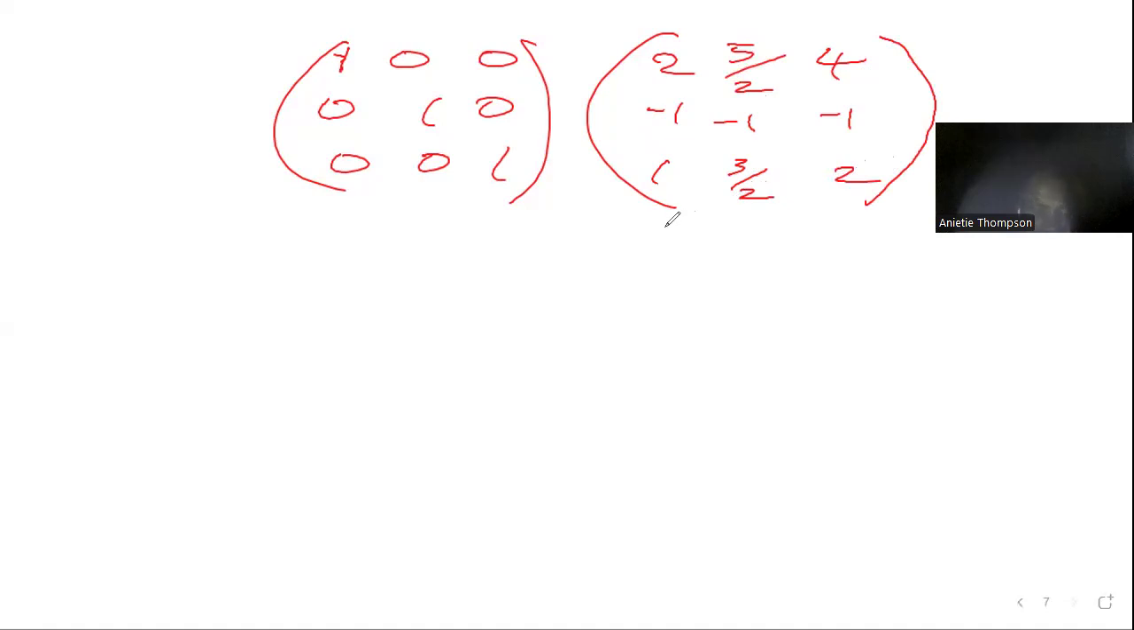Okay. So we see, we've gotten the identity matrix here, and we've gotten another matrix. Let's call this matrix C. And C equals A inverse already. We've gotten our inverse matrix.